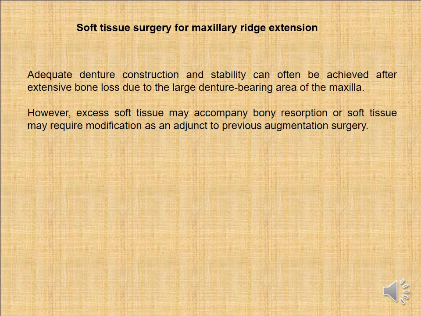For the maxilla, the soft tissue surgery for maxillary ridge extension. Adequate denture construction and stability can often be achieved after extensive bone loss due to the large denture-bearing area of the maxilla. However, excess soft tissue may be accompanied by bony resorption, or soft tissue may require modification, as in areas adjacent to previous augmentation surgery.